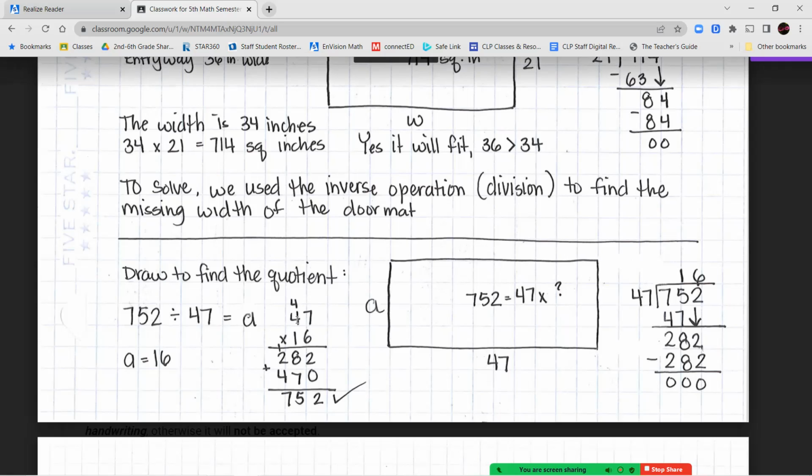Now, to check my work, I did the 47 times the 16, found my two partial products, added them together, and I did get back to 752. So by doing the inverse operation, by doing the opposite, I was able to confirm that my answer was correct. I ended up with that area that I was looking for. So I know that A was equal to 16.